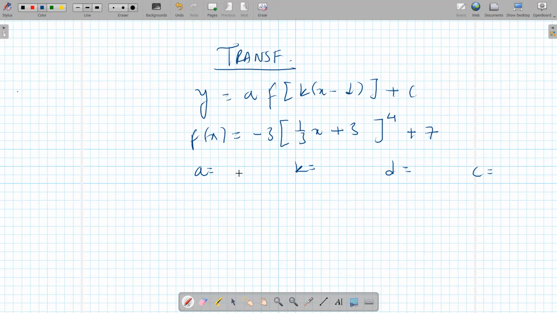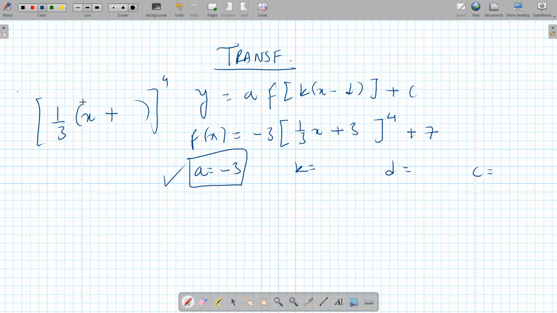A is a vertical stretch and a reflection on the x-axis. A is negative 3, so that's done. What is K? Do I take it out of the bracket and then? So if you take out 1 over 3 from the bracket, what are you left with in this bracket? X plus 6? Nope. There's going to be an x, there's going to be a plus, but not 6.